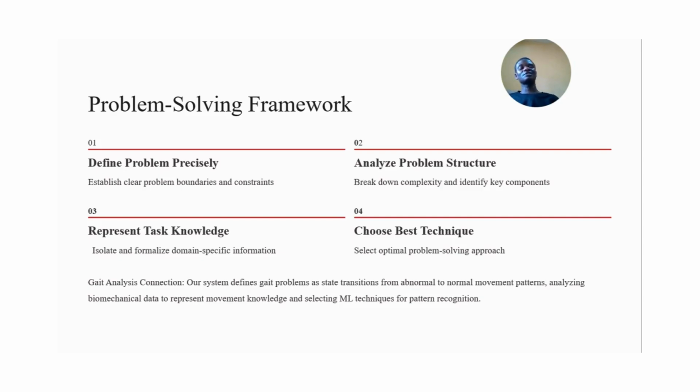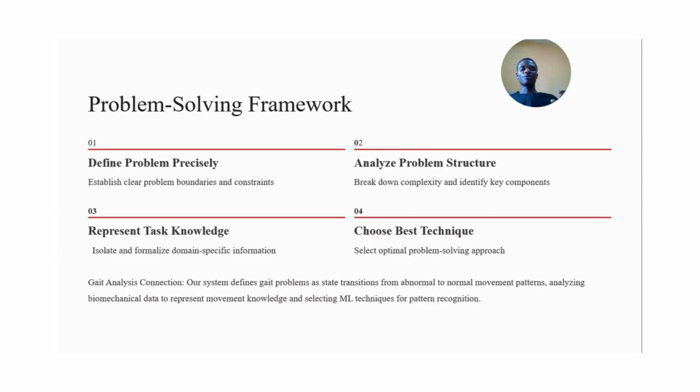Choosing the best technique, best is the key term here. How to choose it, how to conclude it's the best also takes different parameters. Does it save time? First of all, does it give the final solution? And all that. So in this particular context, our system defines gait problems as state transitions spanning from abnormal to normal movement pattern.